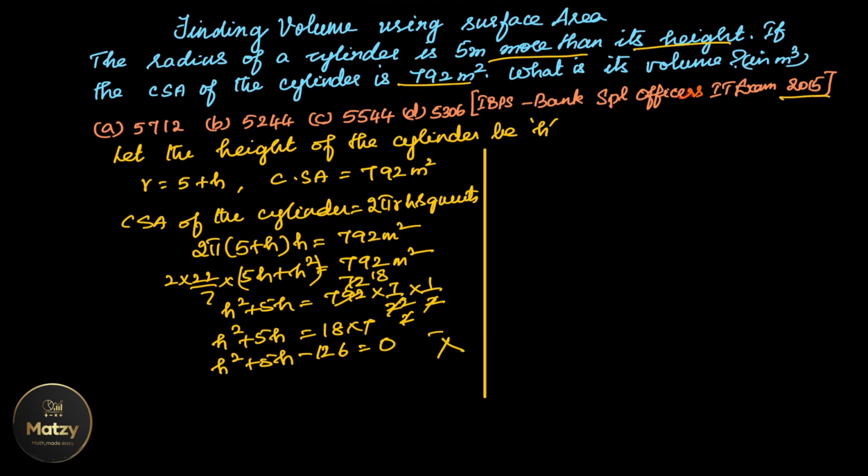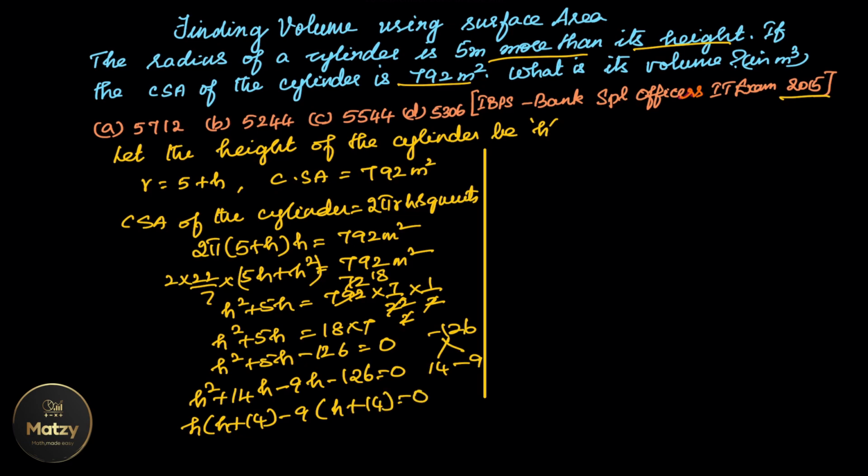I have to do factorization. Minus 126, so 14 nines are 126. So h square plus 14h minus 9h minus 126 is equal to 0. I'm taking h as common, and again minus 9, within bracket h plus 14 is equal to 0. Now h is equal to minus 14 is inadmissible. So h is equal to 9 meters.